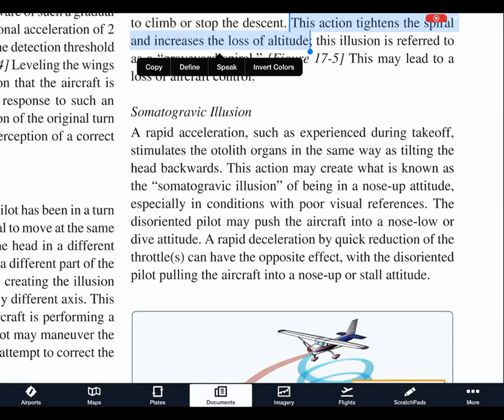This, of course, especially happens in poor visual conditions, particularly if you're entering a low-altitude cloud layer, for example. So as you would guess, the disoriented pilot pushes forward on the flight controls into a nose-low attitude or perhaps a diving attitude. The opposite actually can, in fact, happen.